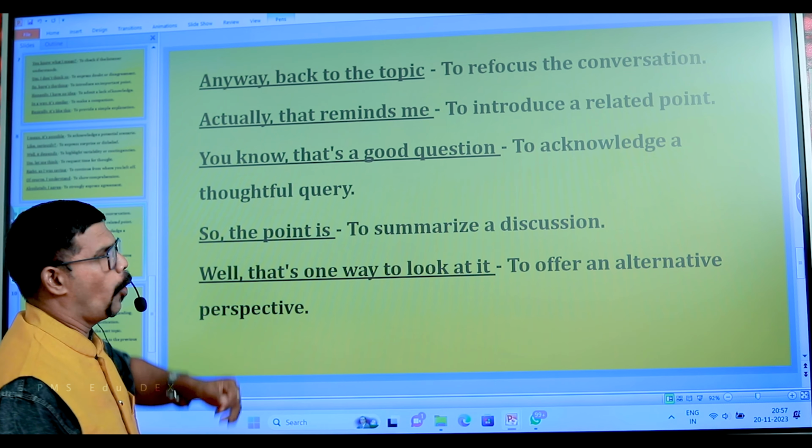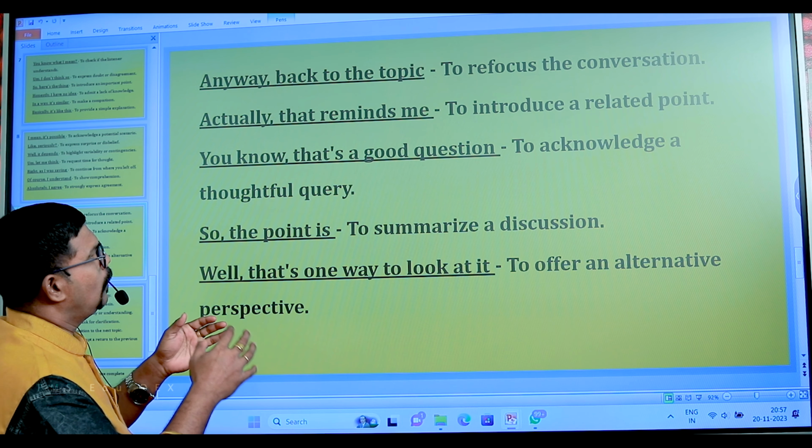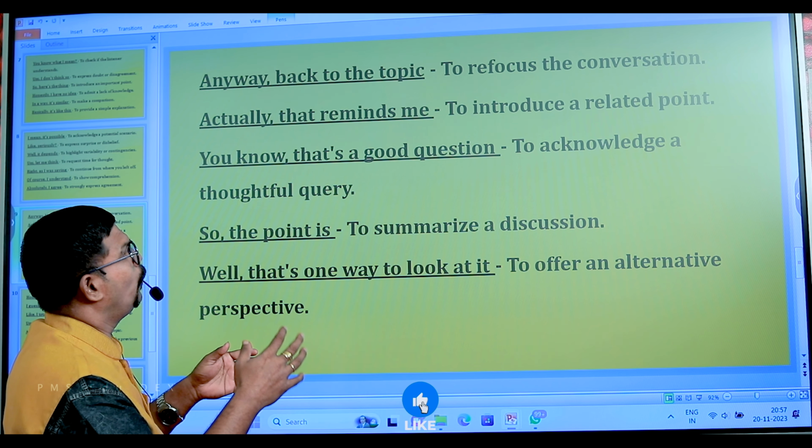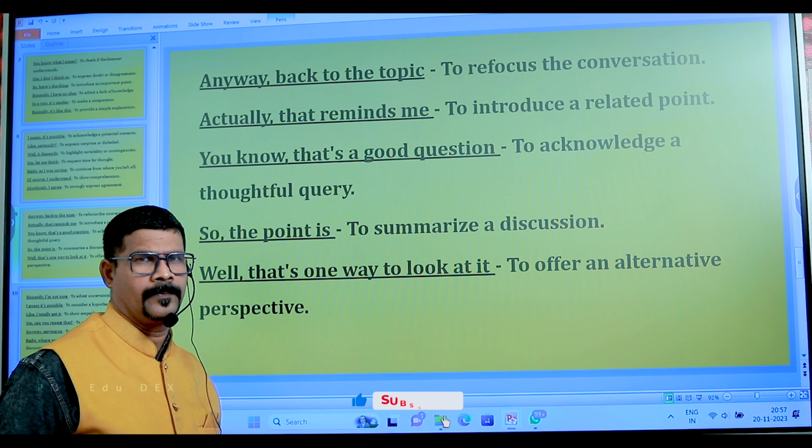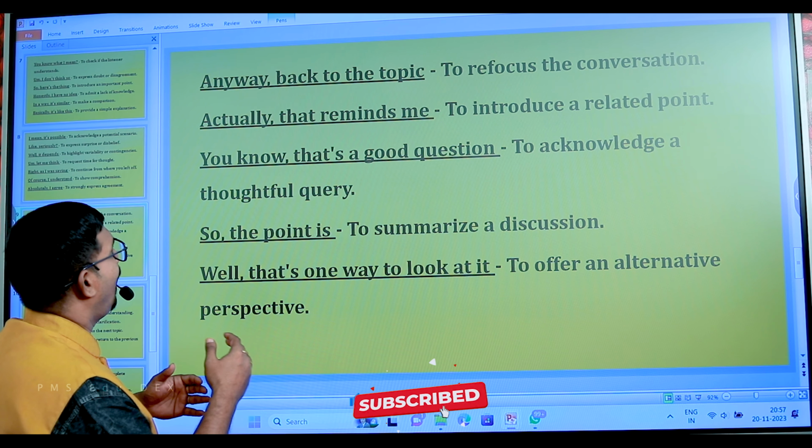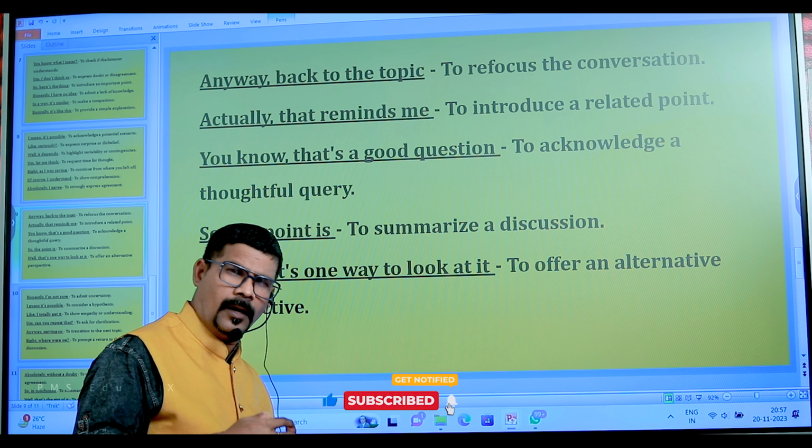Anyway, back to the topic, to reinforce or refocus the conversation. "Anyway, back to the topic" means we are refocusing on the particular topic or the conversation.